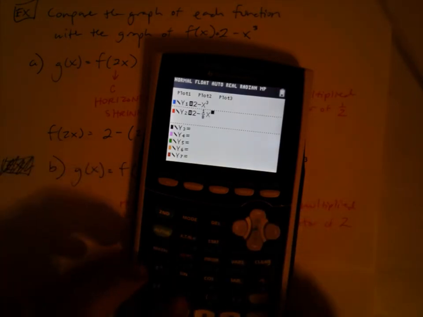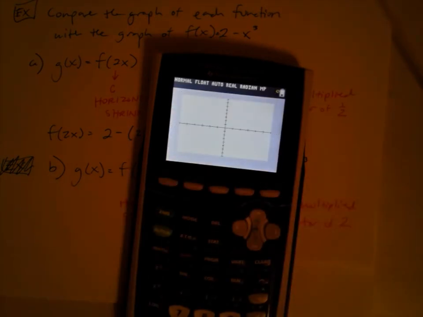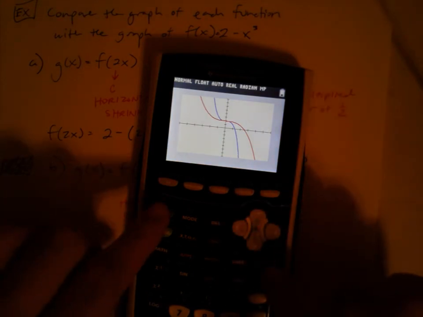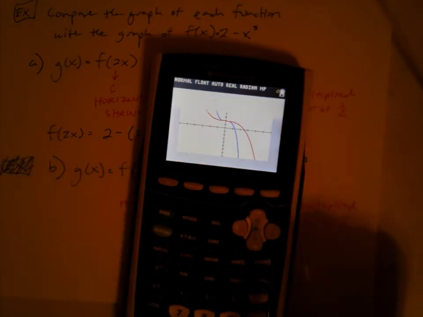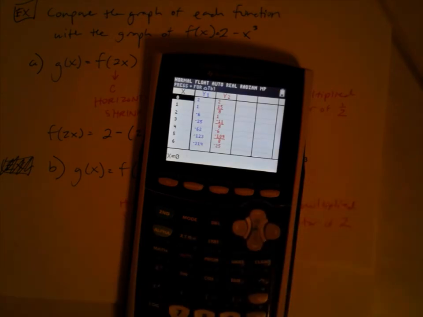Let's see if we were right. Let's see if our red function is going to get wider. And there we have it. It does in fact look like our red function sort of horizontally stretched our graph. Let's look at our table. So let's press second graph. Let's take a look at what happened here. So here's our f of x values. Here's our g of x values. And here's what's interesting.